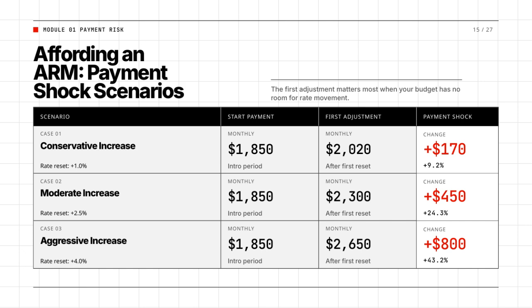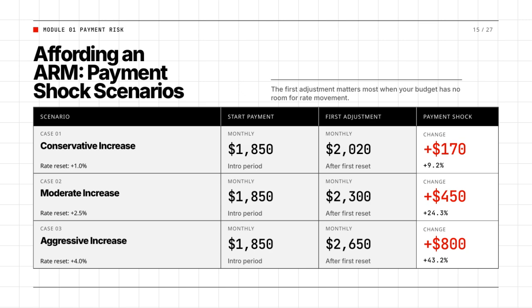In the first, a conservative increase of 1% raises the monthly payment from $1,850 during the introductory period to $2,020 after the first reset, which is an increase of $170 or about 9.2%. The second case shows a moderate increase of 2.5%, pushing the payment to $2,300, a $450 jump or 24.3% more than the initial amount. Finally, the aggressive increase scenario involves a 4% rate reset, which causes the monthly payment to rise dramatically by $800, reaching $2,650, a 43.2% increase.